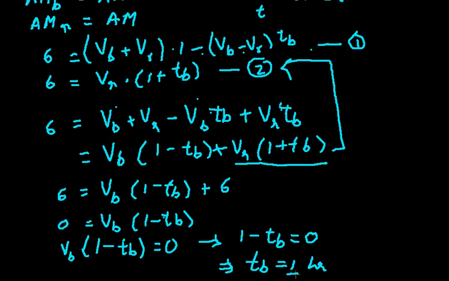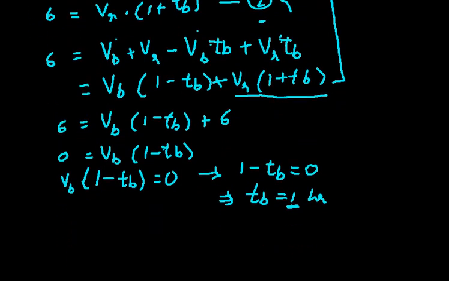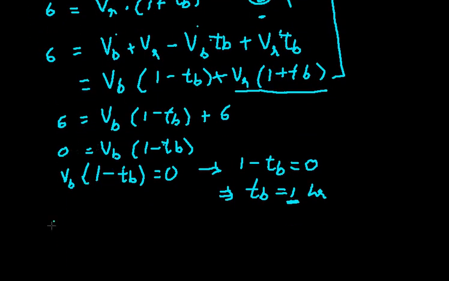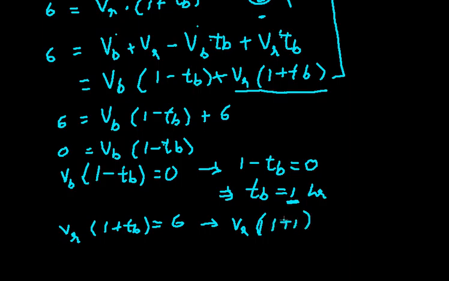So I substitute this value in equation 2. So taking it forward, my equation 2 would be VR into 1 plus TB is equal to 6. Taking TB is equal to 1 from this point, it would be VR into 1 plus 1 is equal to 6. Therefore, dividing both sides by 2, I would be getting VR is equal to 6 by 2, which would be equal to 3 kilometers per hour.